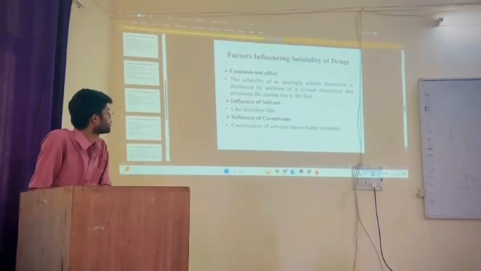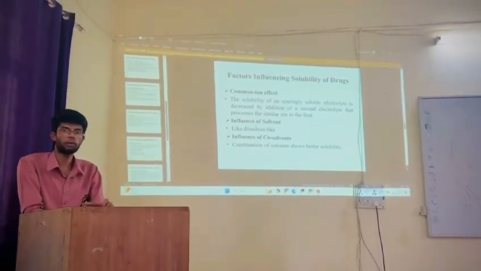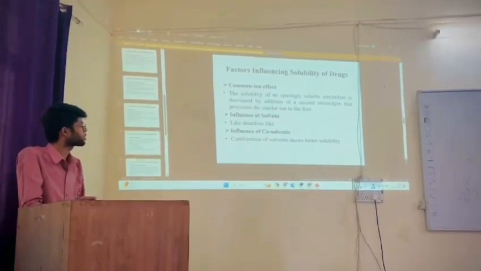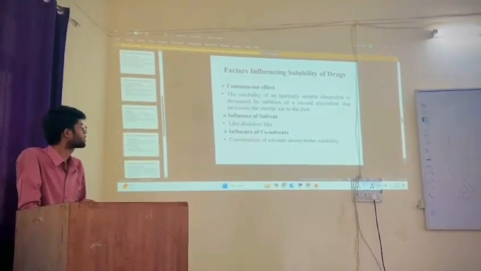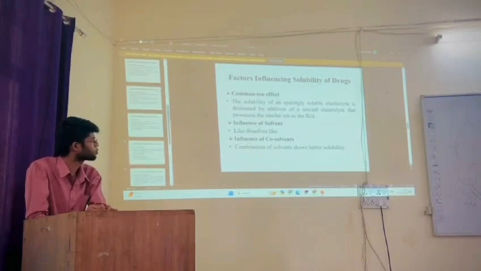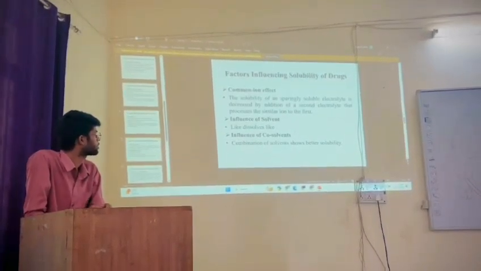Next is the common ion effect. The solubility of a sparingly soluble electrolyte is decreased by the addition of a second electrolyte. It means that when two electrolytes are added in the same solution, the solubility will be decreased.